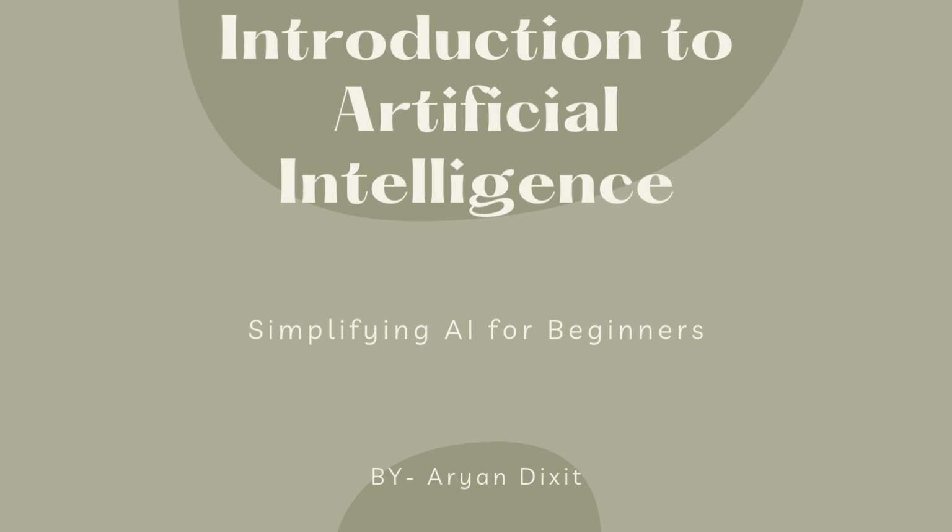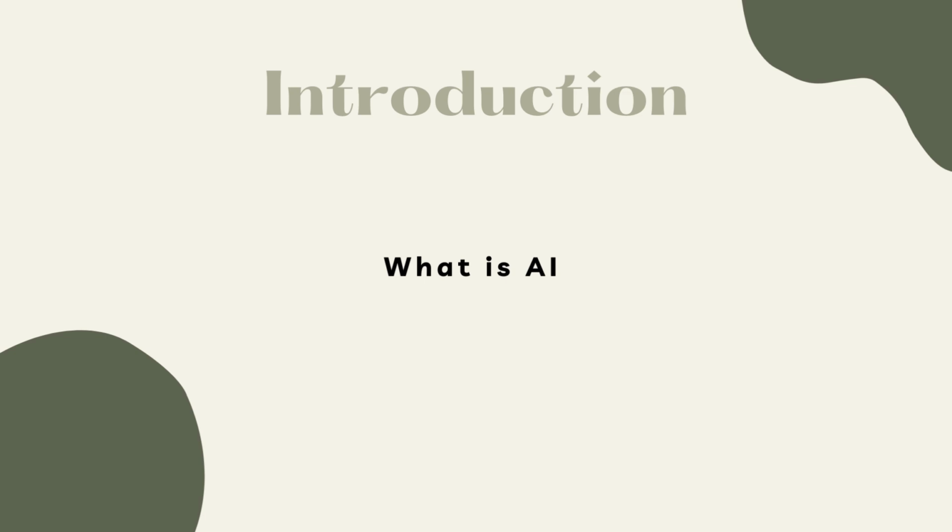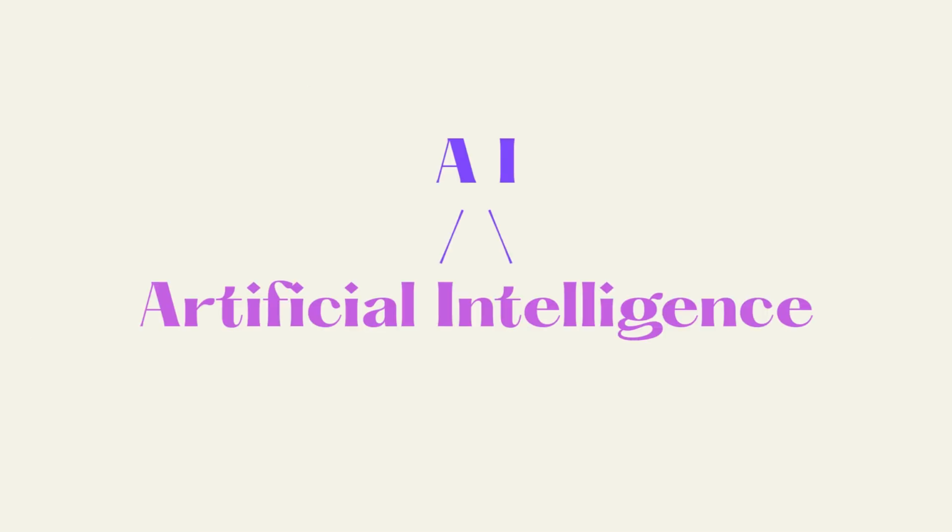So first of all, what is AI? Guys, have you ever wondered how Alexa understands you or how self-driving cars work? That's the magic of AI. AI consists of two words, artificial and intelligence. So let me explain very briefly what these words actually mean.